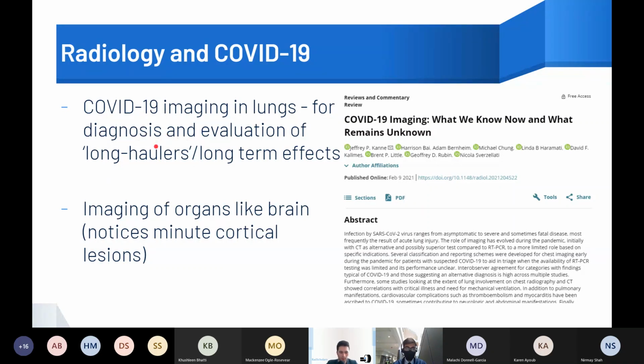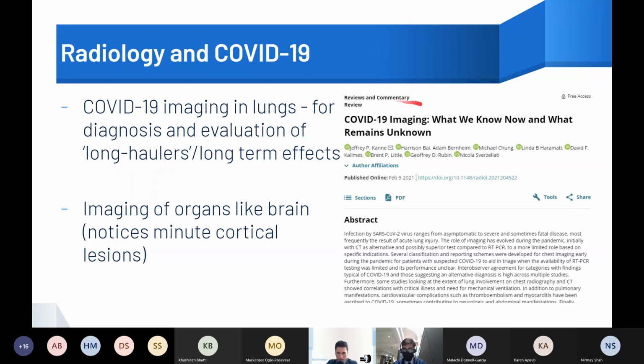Now we're more reliant on PCRs and NATs, but this was definitely applicable then, and it is still applicable now because we're imaging the lungs for diagnosis and evaluation of long haulers, people who've had COVID for a very long time, to see what the long-term effects are on the lungs, right? So we're definitely not using radiology as much anymore for the frontline effort. It's moved more towards research to see what is the impact of COVID-19, what predisposes people to COVID-19, and what are the anatomical, physiological factors that do all that stuff.